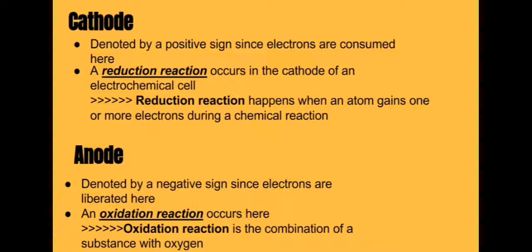Anode, denoted by a negative sign since electrons are liberated here. An oxidation reaction occurs here. Oxidation reaction is the combination of a substance with oxygen, a reaction in which the atoms in an element lose electrons and the valence of the element is correspondingly increased.